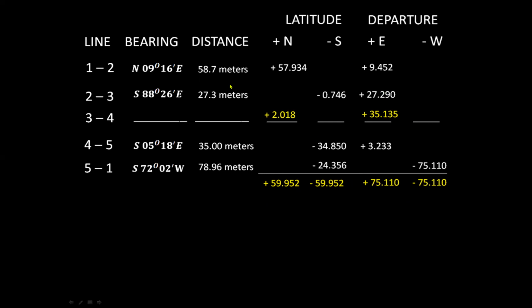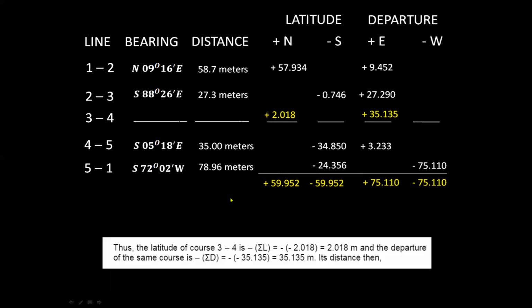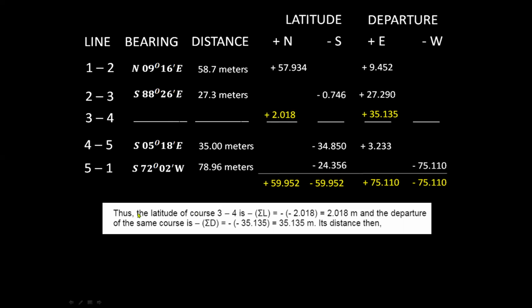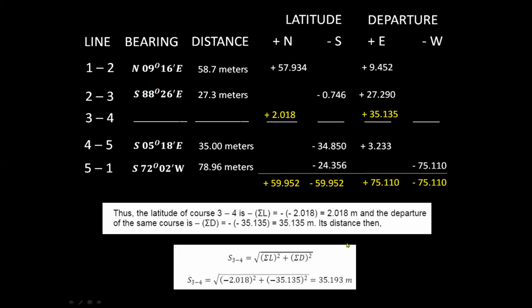So ang inaanap na lang natin ay yung distance at saka bearing ng ating piece of land, yung mga unknown parts ng ating piece of land, yung line and bearing nito, yung distance and bearing nito. So we have to calculate now first for the distance. And take note, ito yung ating latitude and departure value.